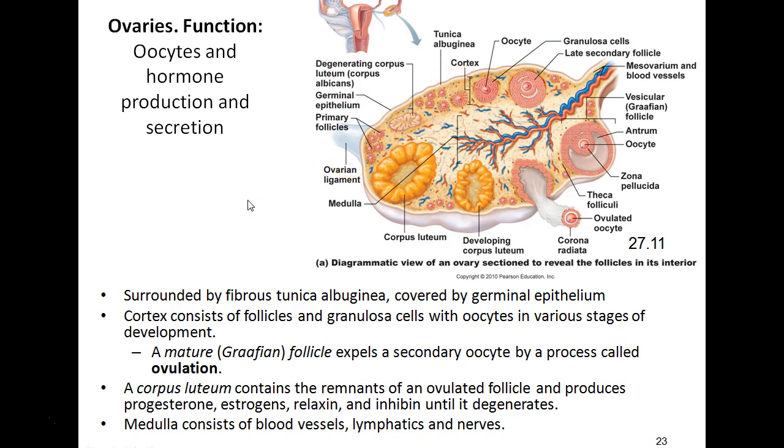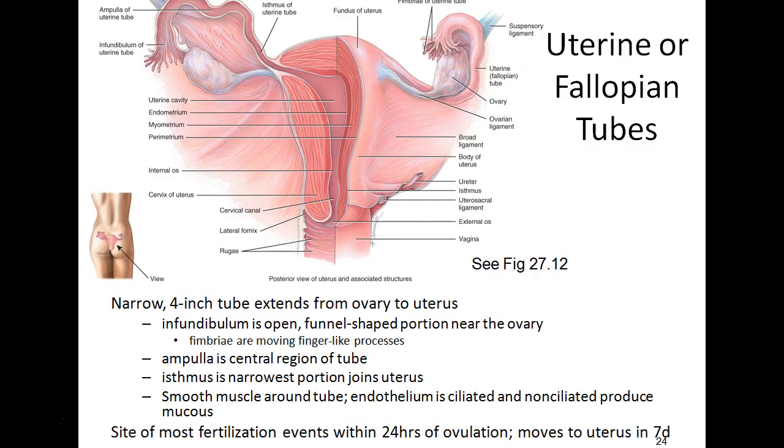And then we look into this medulla region. Again, as we said before, blood vessels, lymphatics, and nerves. So in summary, the ovary is an organ that produces both eggs for reproduction and also hormones that affect that reproduction as well. So we'll look at some of those hormones in a few minutes.